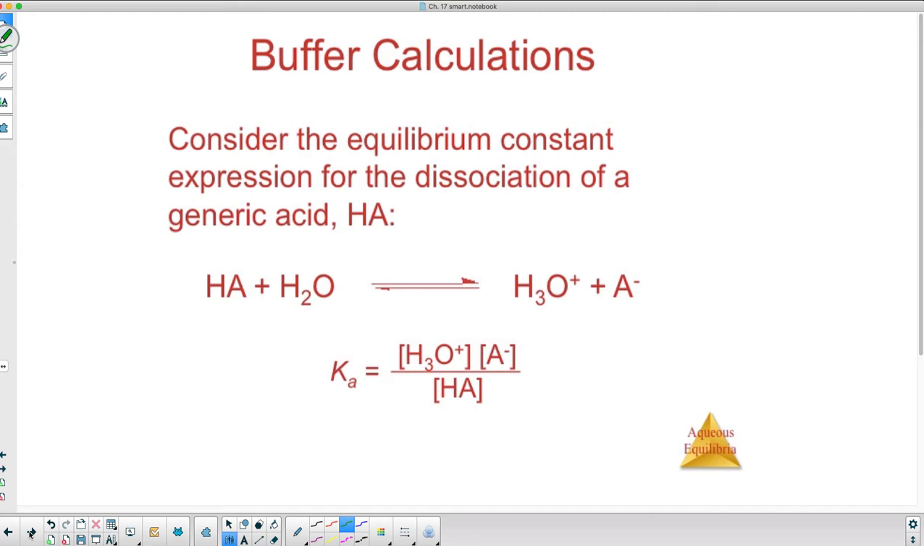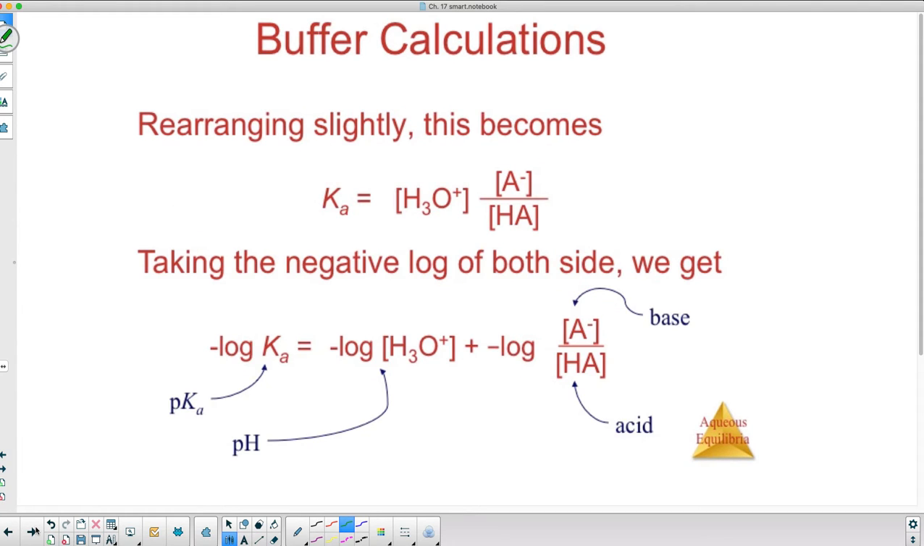So let's keep going here. I'm not going to do these calculations. This is what's happening. You can see the Ka is written for us here. I did a little bit of this for the common ion. So let's keep going. We know all about that. Taking the negative log of both sides, the negative log of the Ka is called the pKa. That's something we already know. The negative log of the hydronium ion concentration is the pH.